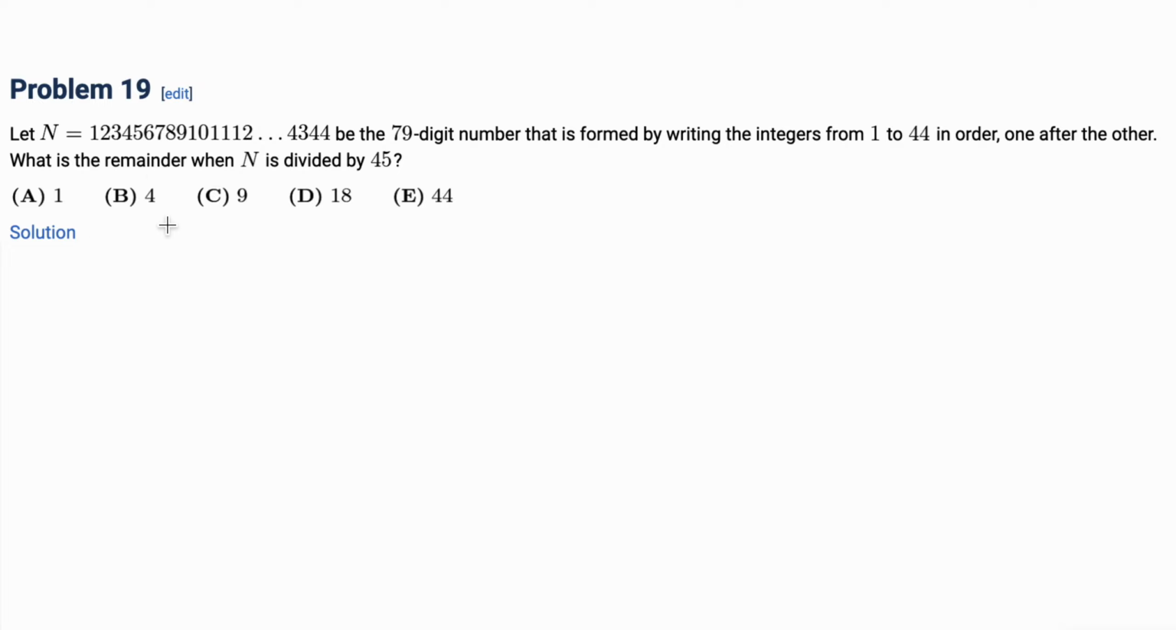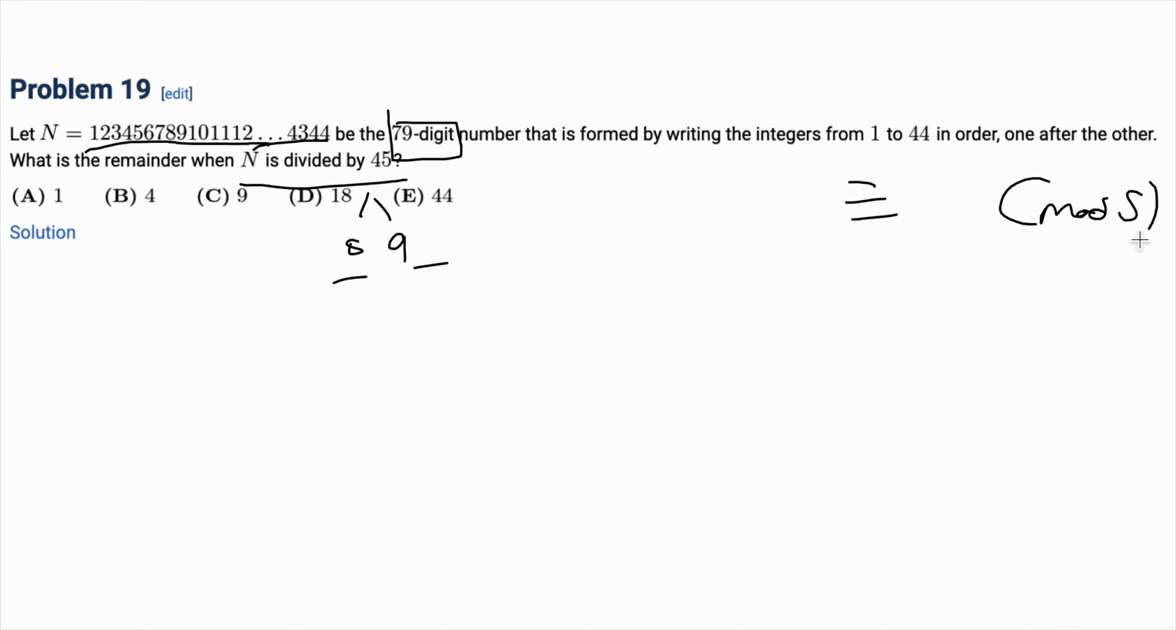Yet again, another gigantic number: 1, 2, 3, 4, 5, 6, 7, 8, 9, 10, all the way to 44 is a 79-digit number. We want to find the remainder when we divide it by 45. First, 45 is 5 times 9, so we're going to look at the remainders when it's divided by 5 and divided by 9 separately. So I'll just keep track of that here. It equals something mod 5, and it equals something mod 9.